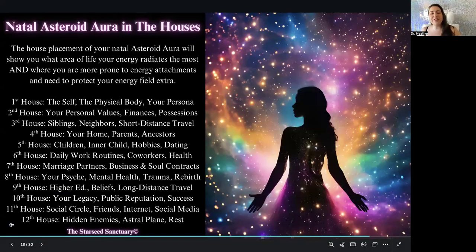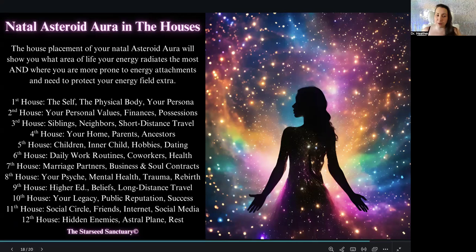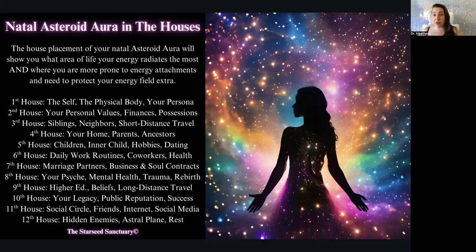And then we want to look to where the house placement is. That's also going to give us more information. So natal asteroid aura in the houses. So the houses in the chart represent different areas of our life.